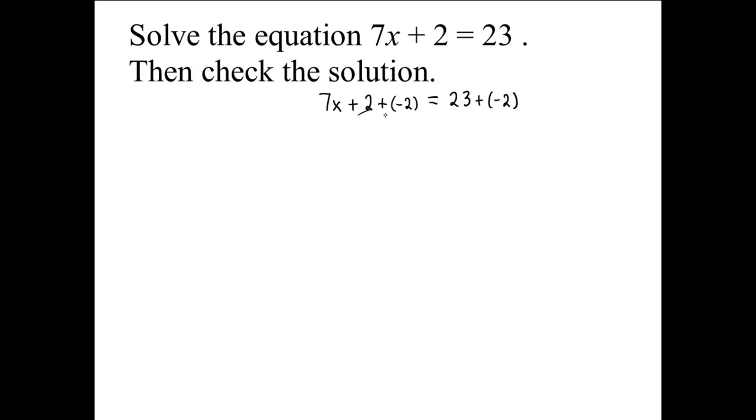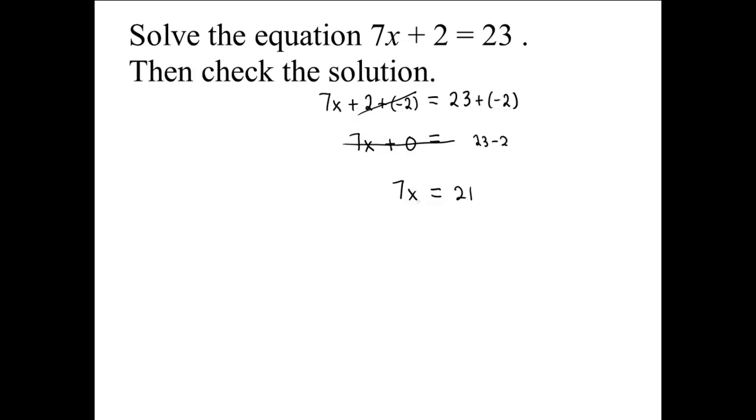2 plus negative 2 is 0. Sometimes we can write 7x plus 0, but generally that'll be a waste of time. So we will more often than not just write 7x. 23 plus negative 2 is the same thing as 23 minus 2, which is 21. So we have 7x equals 21.